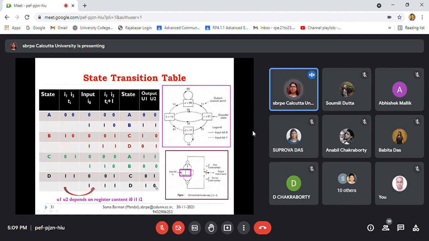This is the state transition table for this encoder. This encoder is of rate half, capital K equal to 3, and the connections are 1 1 1 and 1 0 1. So if I change the connection, obviously the state transition will not change, but the outputs U1 and U2 will be changed. Clear this thing?